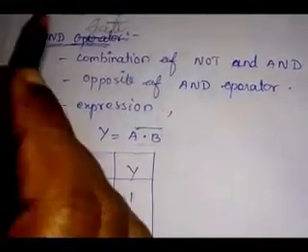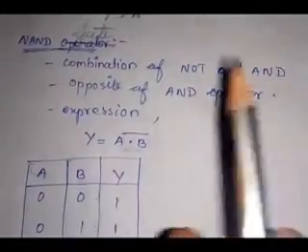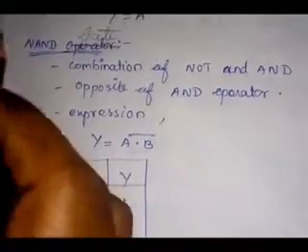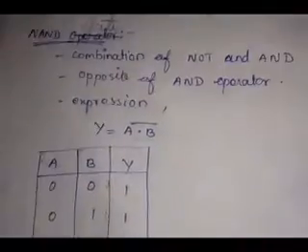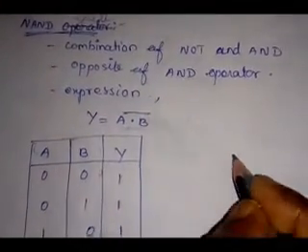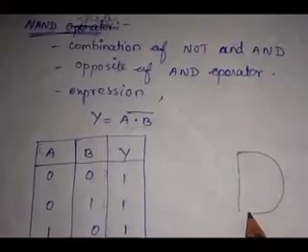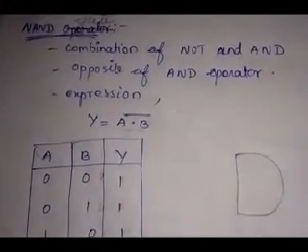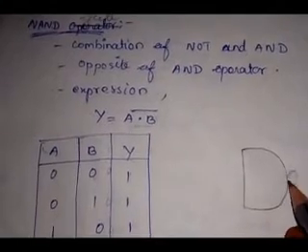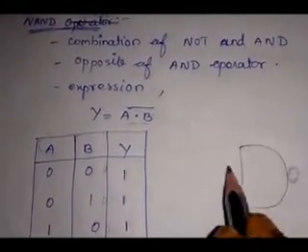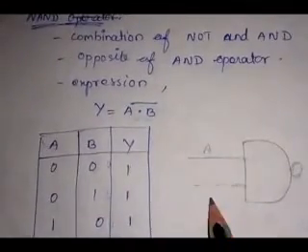Next one is the NAND gate. The NAND gate is a combination of NOT and AND gate. It is similar to the logical NAND operator. For its symbol, first you have to draw the AND symbol, the D-like symbol. The NOT is represented by one bubble here. This bubble represents NOT. Here I am taking 2 inputs, A and B.